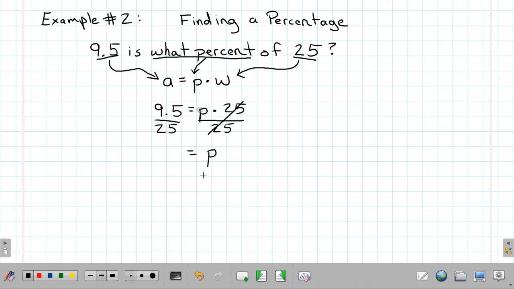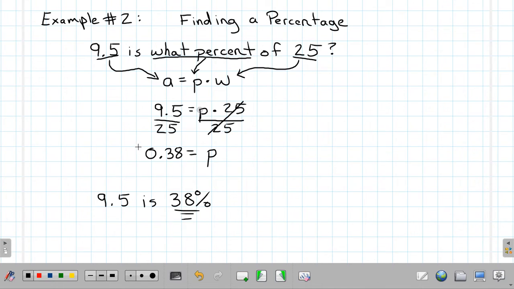Okay? But then we have to actually calculate what this other side is. And once again, this is not something I imagine a lot of people would be able to do in their head. So if you plug into your calculator 9.5 divided by 25, you actually get that number is 0.38. But we're not quite done just yet. We have 0.38 is P. Well, once again, we're talking about a percentage up here. So what this is actually saying is 9.5 is 38%.